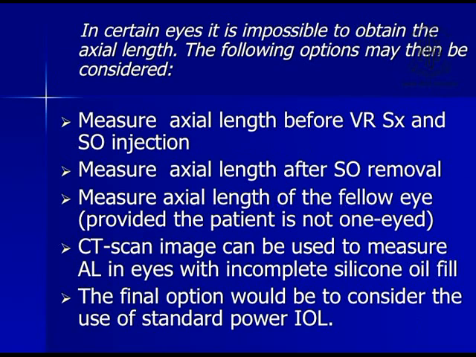In certain eyes, however, it is impossible to obtain the axial length. In that case, the following options may be considered. We could measure the axial length before we do surgery and silicone oil injection. You could measure the axial length after you have removed the silicone oil, doing cataract surgery in the second sitting. One could measure the axial length of the fellow eye, provided the patient is not one eyed. CT could be used for the purpose. But the final option, however, is to consider the use of standard power IOL.